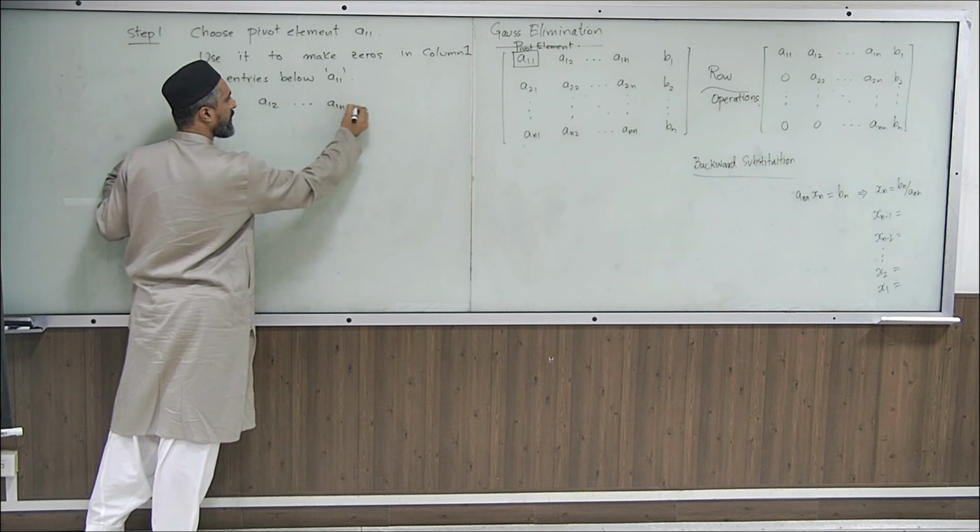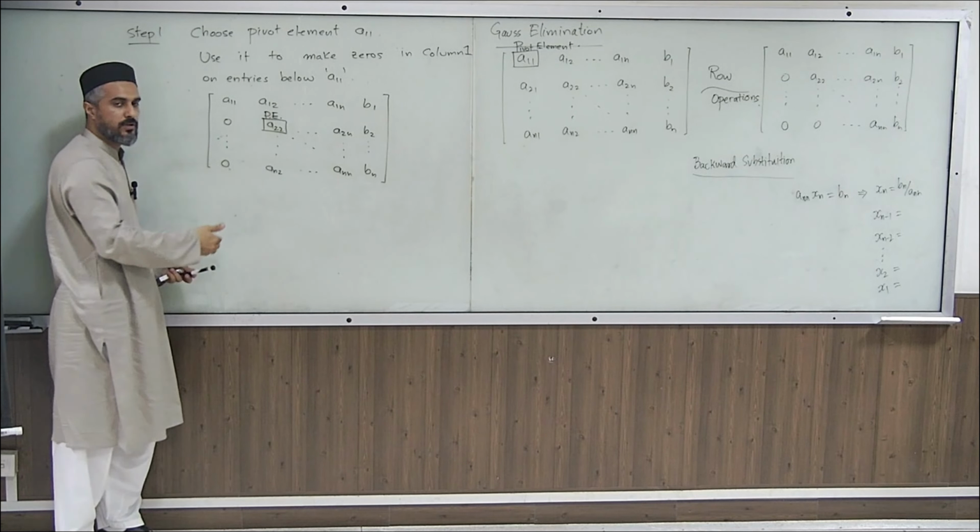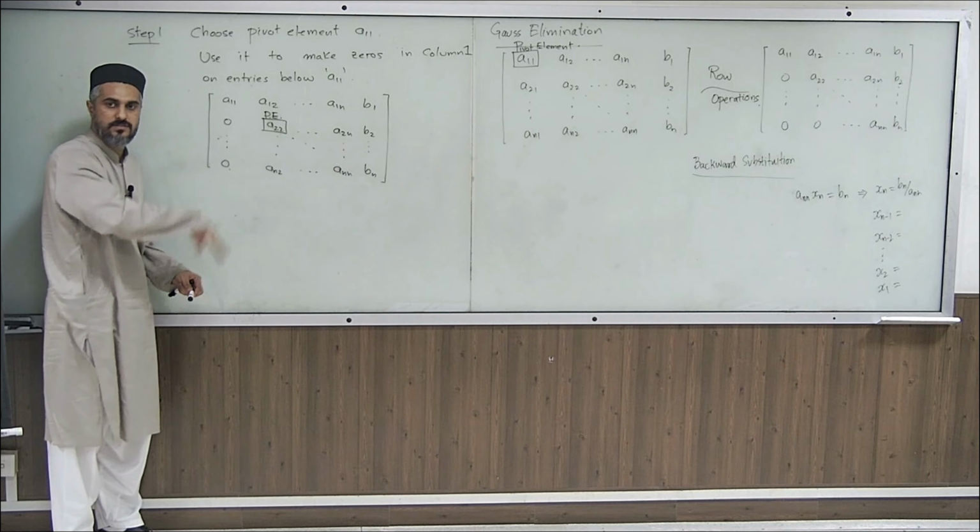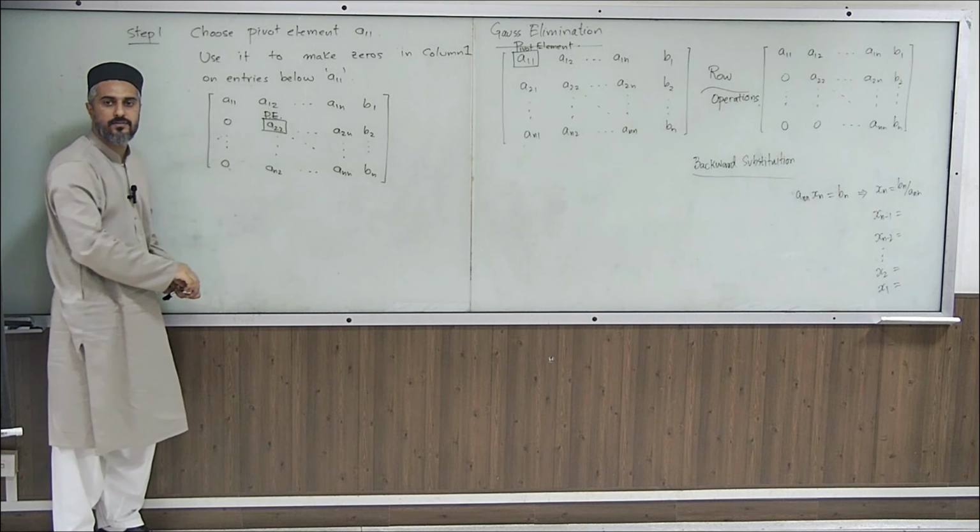Okay, so let's say after the first step, the matrix looks like this. Now we will move the pivot element to the second position, which is on the main diagonal. We move on the main diagonal. So this is the pivot element at this position. Now we'll use this pivot element to make all the elements in this column below the pivot element zero. It will make all entries zero.